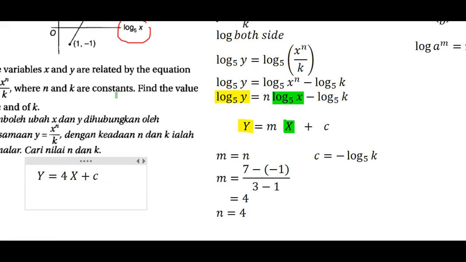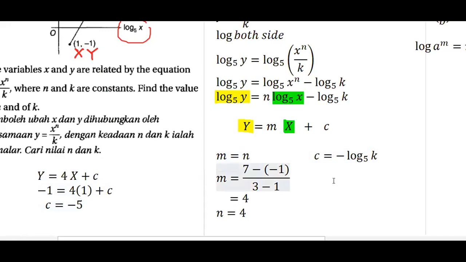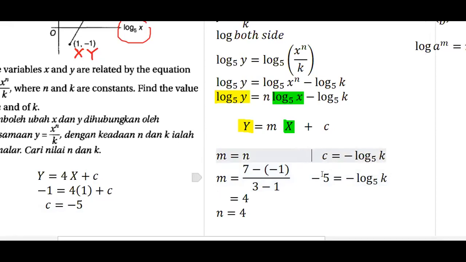Okay, contoh saya ganti inilah. Big Y is what? Big X is what? Big X 1. Big Y negative 1. Okay, so big Y negative 1. Big X 1. So C berapa? Negative 1 minus 4. Negative 1 tolak 4. Negative 5. So I get my C already. So my C is negative 5. But this is not so easy. Not finished yet. Ya, belum dapat K lagi. Saya dapat C saja. So negative boleh potong. You can cancel it.